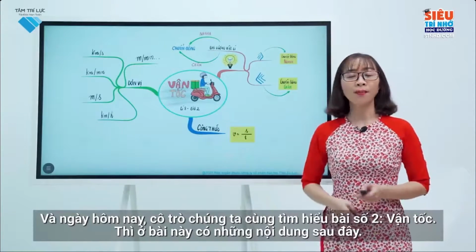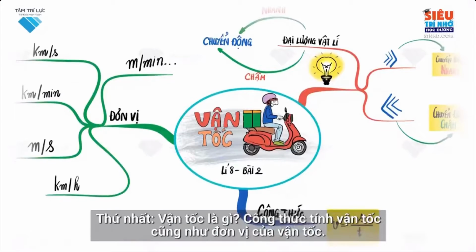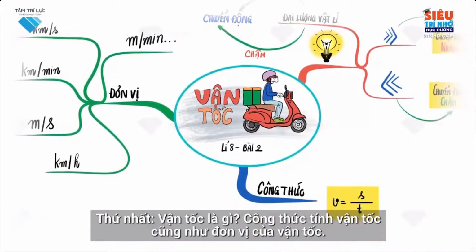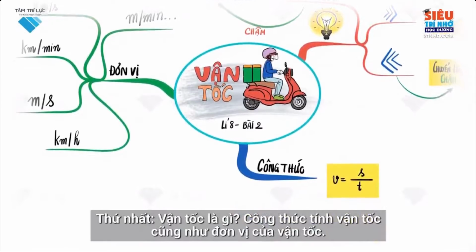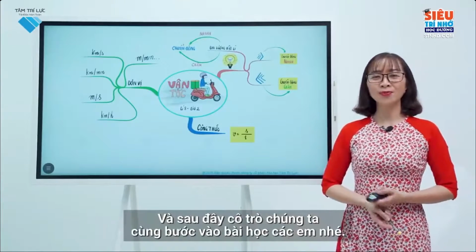This lesson consists of the following contents. First, what is speed? The formula for calculating speed as well as the unit of speed. And here we go into the lesson.